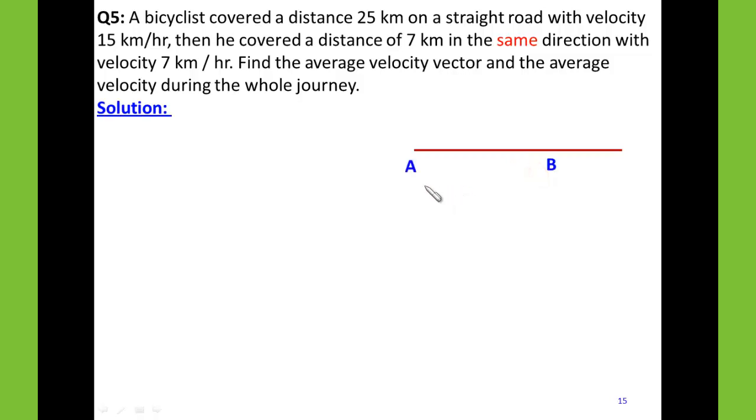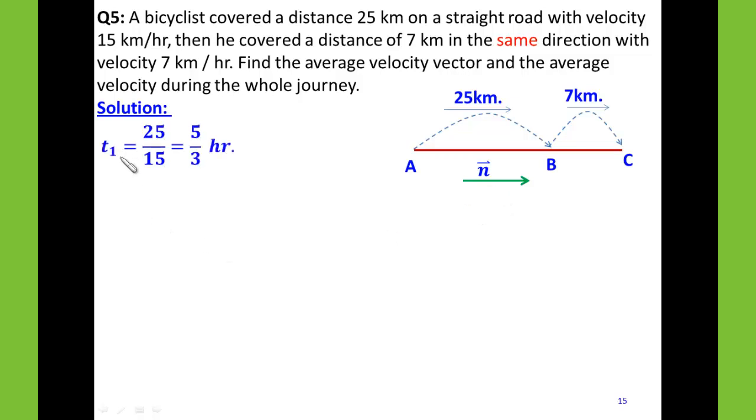Here it starts from A to B, then from B to C. From A to B, it's 25 kilometers. Then from B to C, it is 7 kilometers in the same direction. So we consider the positive direction in the direction of the unit vector n.